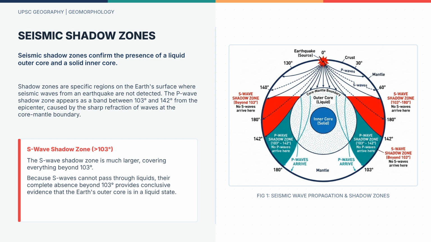Seismic shadow zones confirm the Earth's interior structure. P waves are refracted at the core-mantle boundary, creating a shadow zone. The absence of S waves beyond 103 degrees is evidence that the Earth's outer core is liquid.